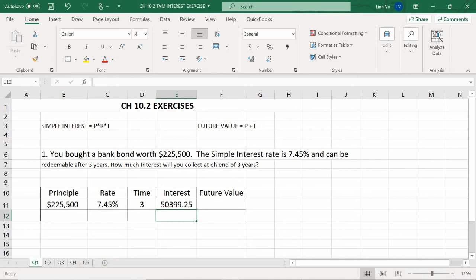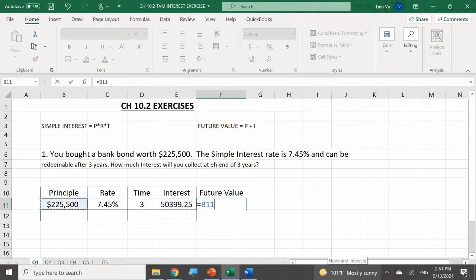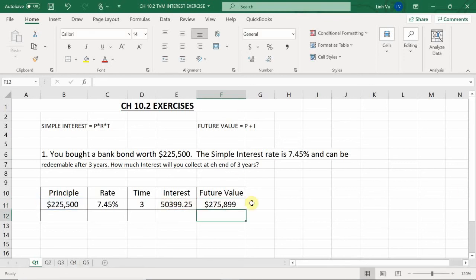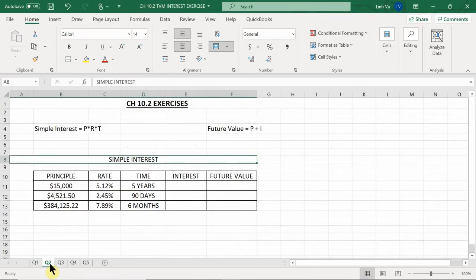$50,399.25. Excellent. So if that's the amount of interest that I'm collecting after 3 years, what is going to be my total future value? $275,899.25. Good, excellent, and 25 cents. So this is the easiest one, simple interest. Let's do a little harder problems.